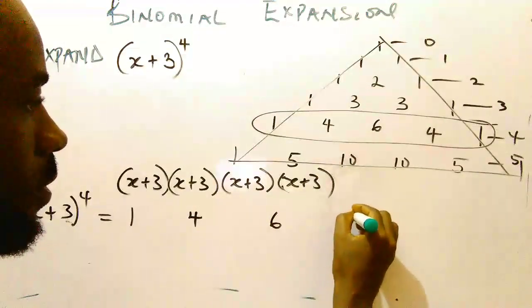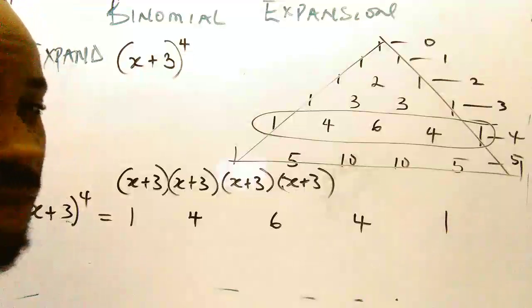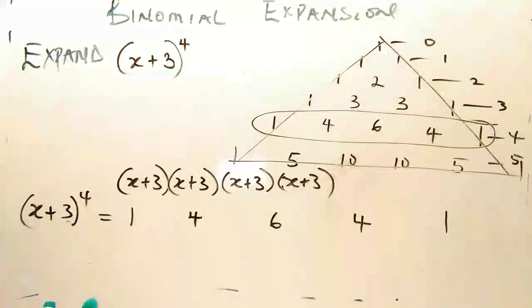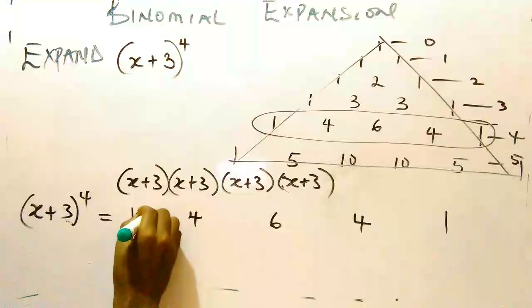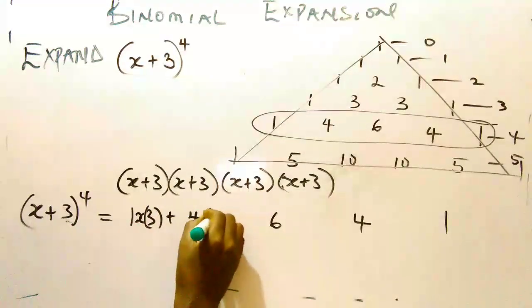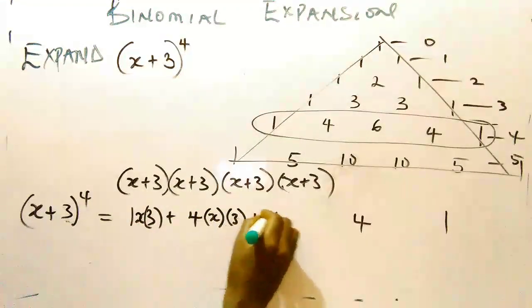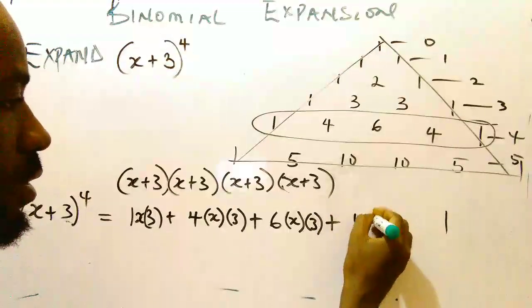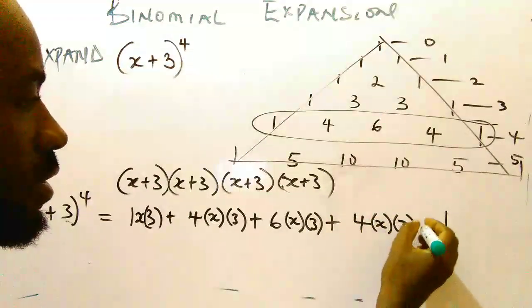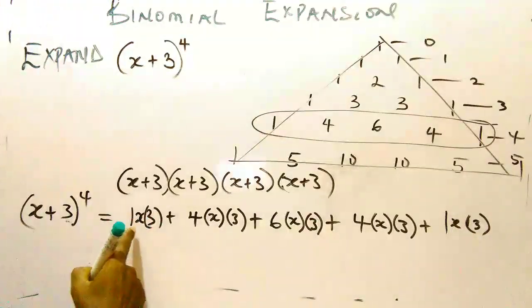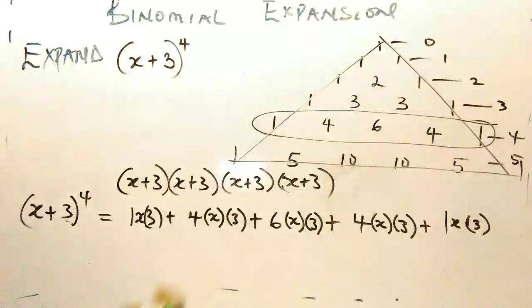6, 4, and 1. Now, after writing them down, these two terms, x and 3, I'm going to attach them to the coefficients, okay? x times 3, x times 3, x times 3, x times 3. So I've attached these two terms to the coefficients.